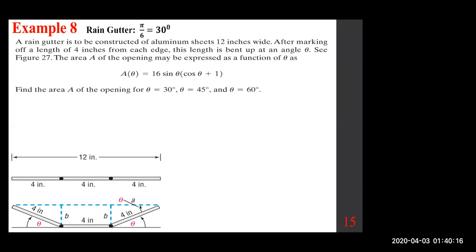A of theta equals 16 sine theta times cos theta plus 1. Find the area A of the opening for theta when it's 30 degrees, theta when it's 45 degrees, and theta when it's 60 degrees.